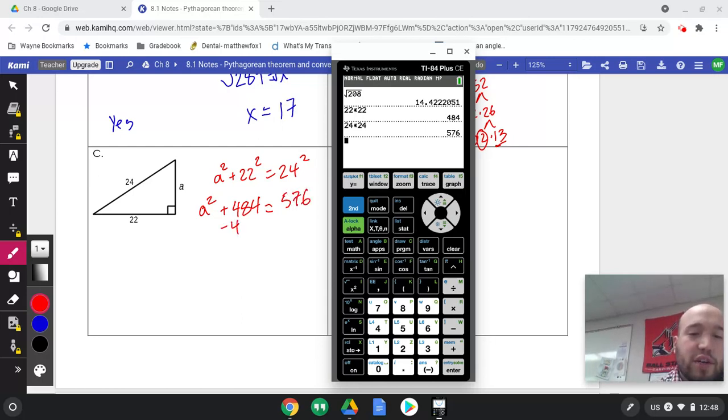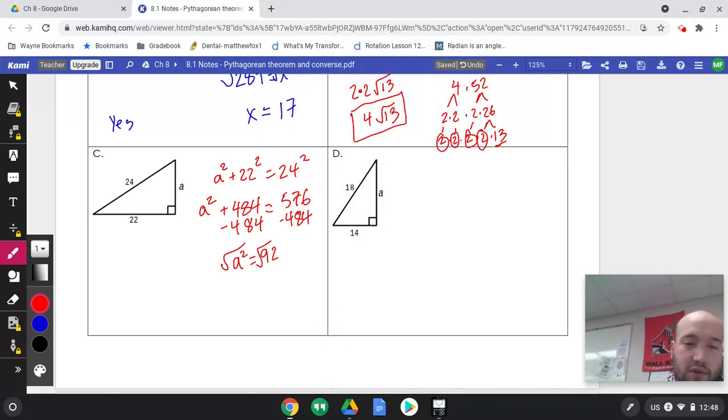So now from here, we subtract 484. Subtract 484. And we're left with a squared equals 92. Okay. Now, from here, we're taking the square root again. Square root of 92 does not come out evenly. Okay, so we need to break that apart.